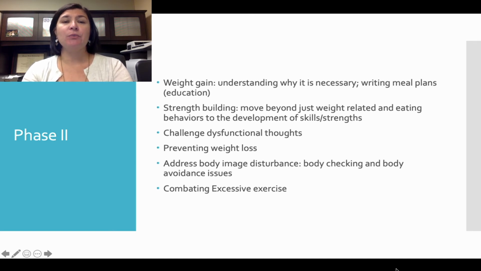We're trying to prevent any further weight loss and addressing body image disturbance. They may be doing body checking or body avoidance, so we're checking on those and addressing those issues. And then we also need to make sure that we're combating any excessive exercise that might be replacing the restriction of food intake.